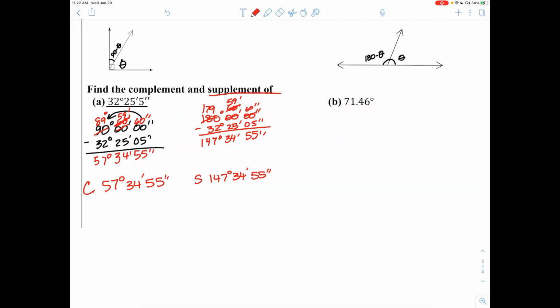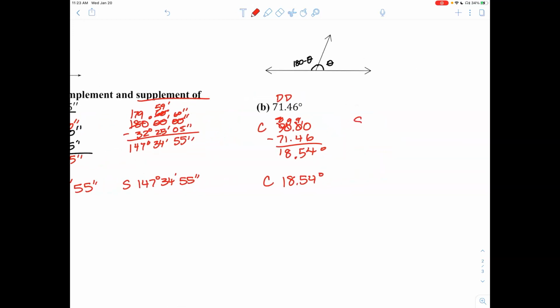All right, and then of course, here we have degree decimal form. If we wanted to find the complement, we just do 90.00 minus 71.46, and we would do this subtraction like we would normally do it. We're going to borrow from the 9 to make the 10, borrow from the 10 to make a 9, borrow from the 10, and just borrow all the way down. So that's 4, 5, 8, 1. So that's 18.54 degrees. So the complement is 18.54 degrees.